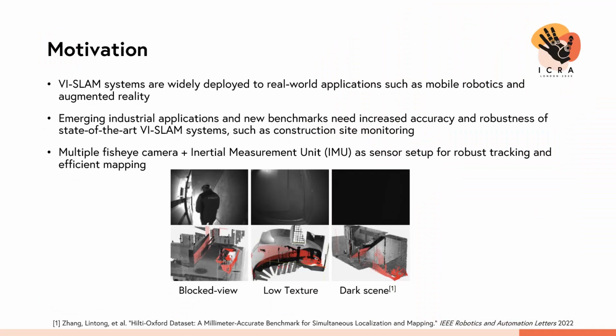For real-world applications such as mobile robotics and augmented reality, visual inertial SLAM systems are widely deployed. However, emerging industrial applications and new benchmarks pose new challenges, as shown below, and require increased accuracy and robustness of state-of-the-art visual inertial SLAM systems. In this work, we propose to use multiple fisheye cameras plus an inertial measurement unit as the sensor setup for robust tracking and efficient mapping to address the mentioned challenges.